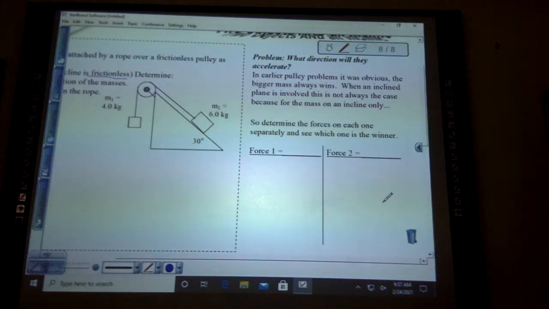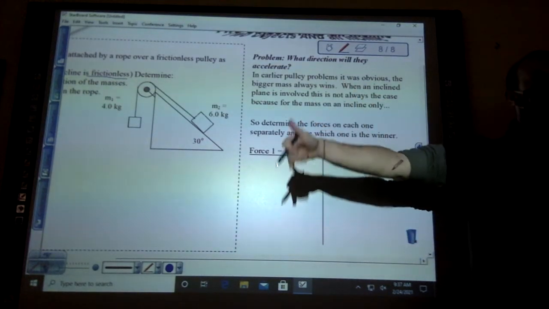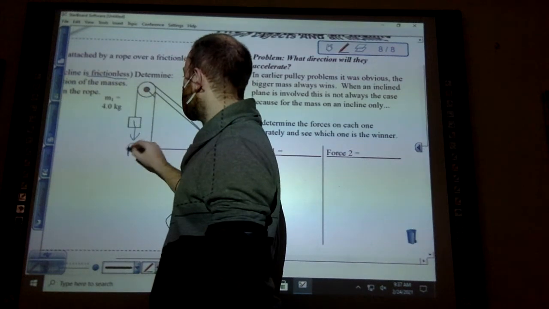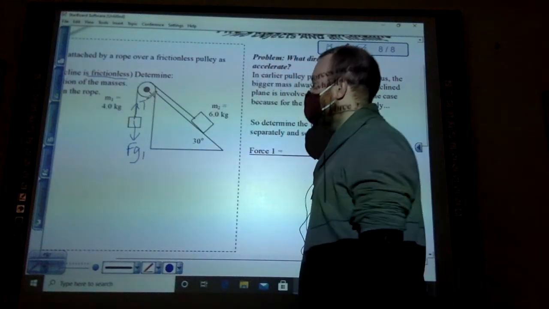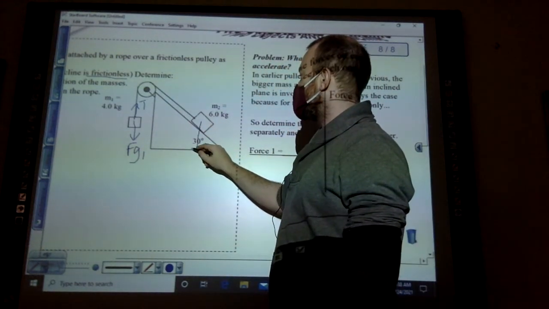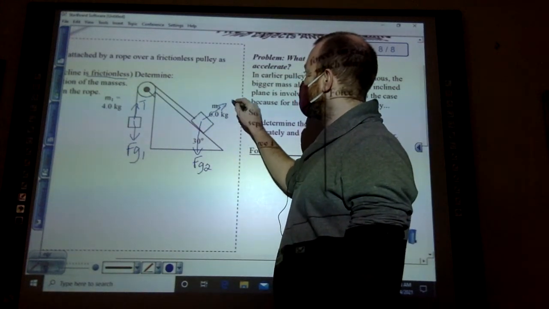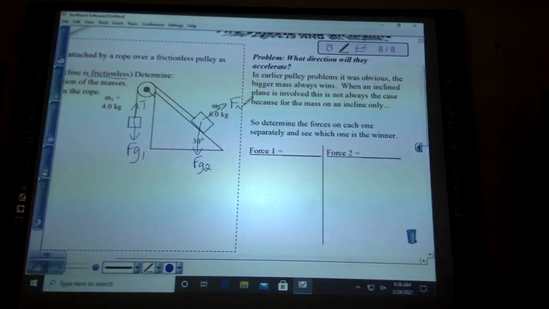So what we need to do is figure out which force is going to win. So first we need to figure out what force is going to cause the pulley to go counterclockwise and which one's going to cause it to go clockwise. So let's start by drawing some free body diagrams. So I've got FG1, I've got tension here. On this object, you've already seen this. So here's FG2. Here's the normal force. And it's frictionless, so those are the only things acting. Oh yeah, and I forgot tension.